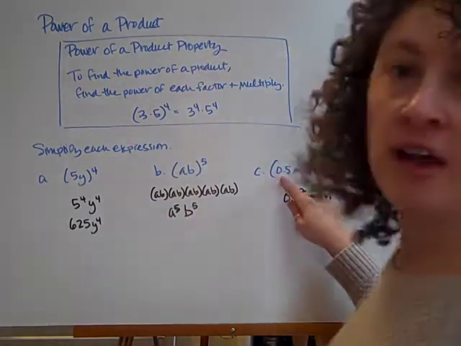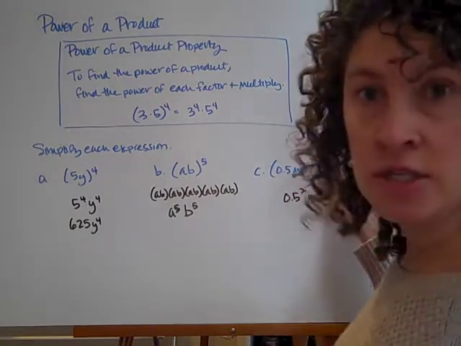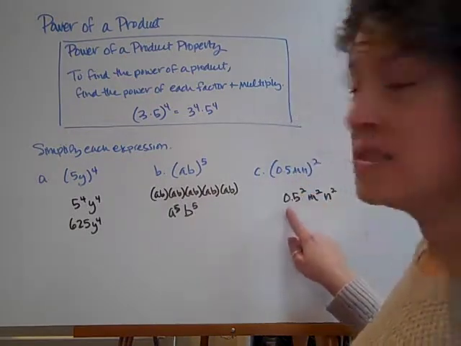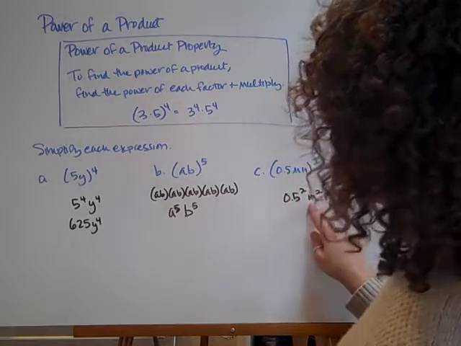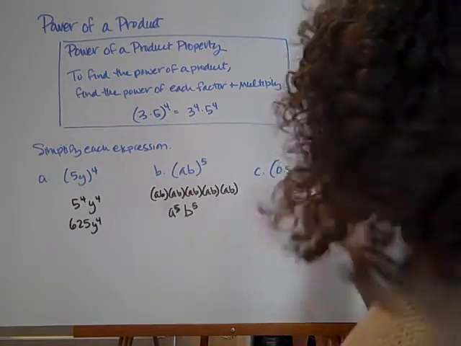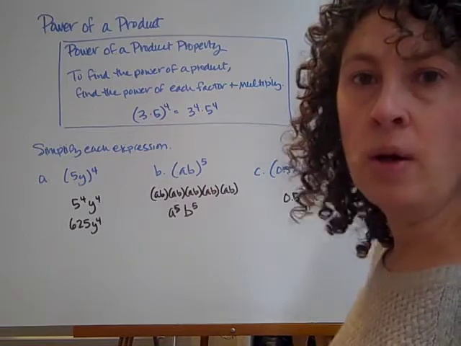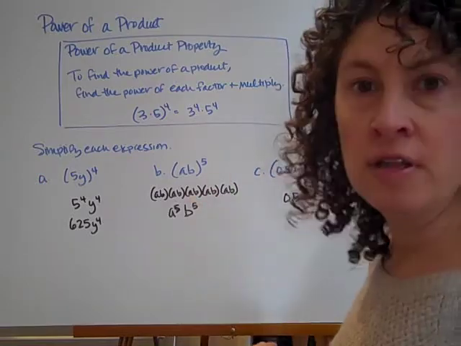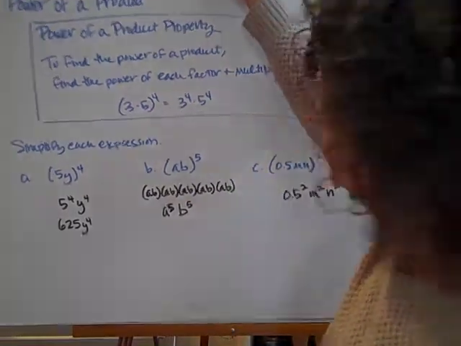And c, I have 5/10 mn to the 2nd power, so my 5/10 is to the 2nd power, m is to the 2nd power, and n is to the 2nd power. So again, I'm applying that 2nd power, that exponent, to each of the factors inside my parentheses.